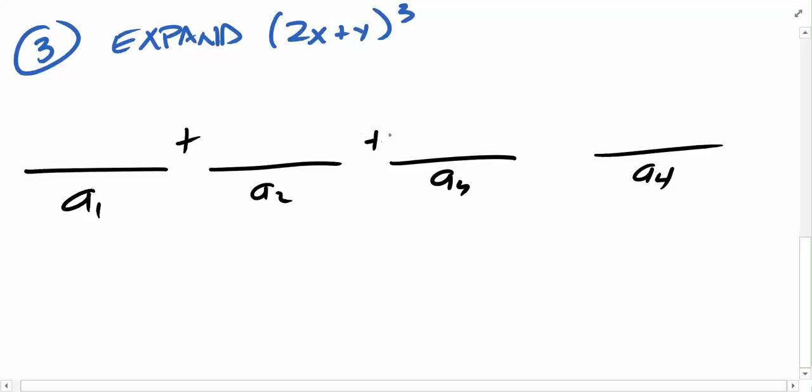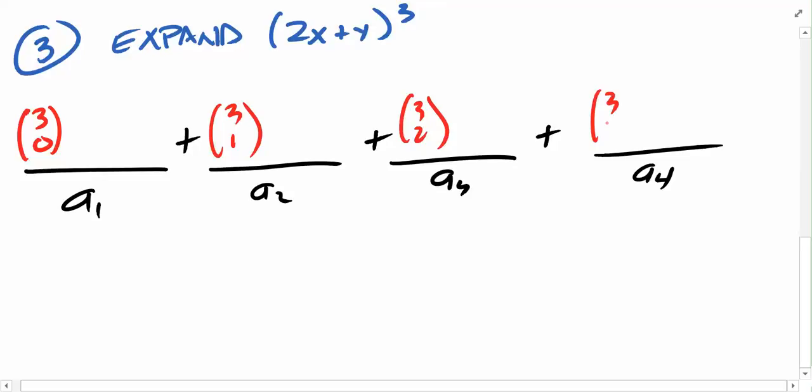Put a plus sign. All right, now I'm going to start with my binomial coefficient. You've seen this show before, right? 3 choose 0, 3 choose 1, 3 choose 2, and 3 choose 3. So far, so good? Good.